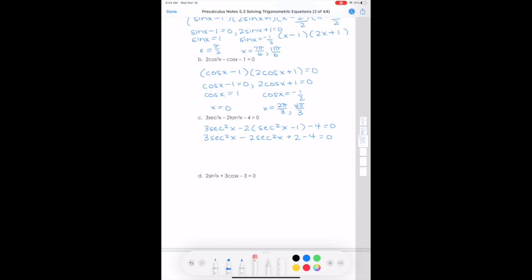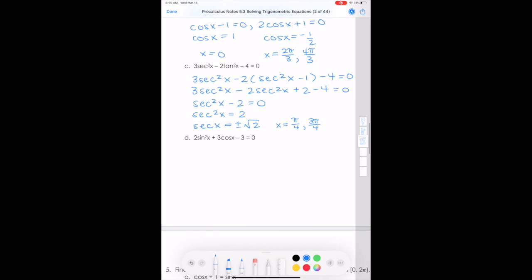I messed up. So 3 secant squared x minus 2 secant squared x is just going to give me 1 secant squared x. Minus 2 equals 0. So this one we don't have to factor the same way, which is nice. We are trying to find where does secant x equal plus or minus root 2. And this is when x equals pi over 4 and 3 pi over 4. So check your unit circle, make sure you're understanding how I'm getting those answers.